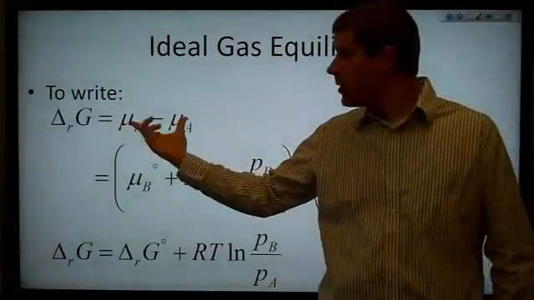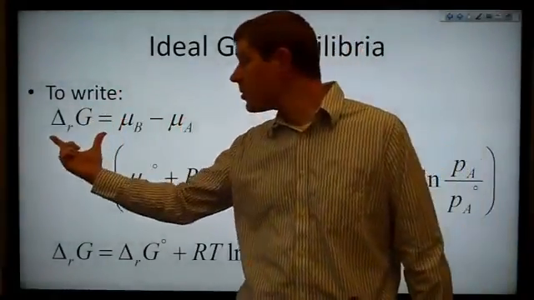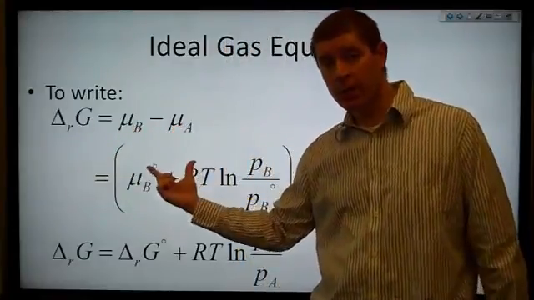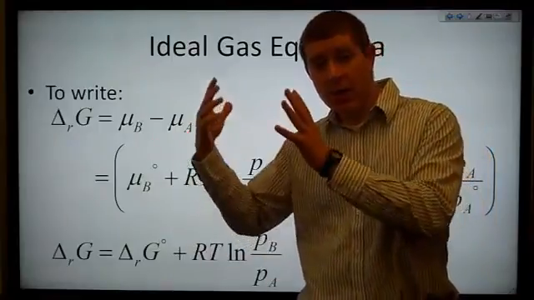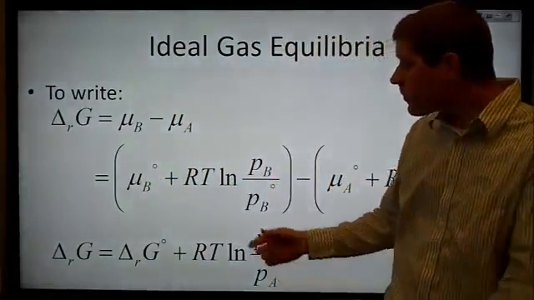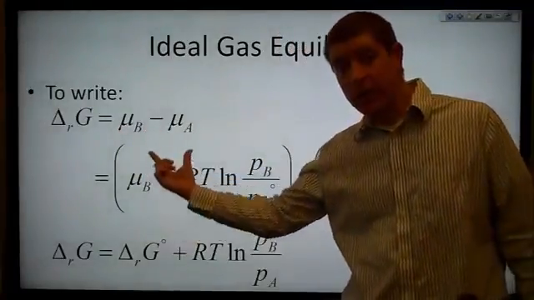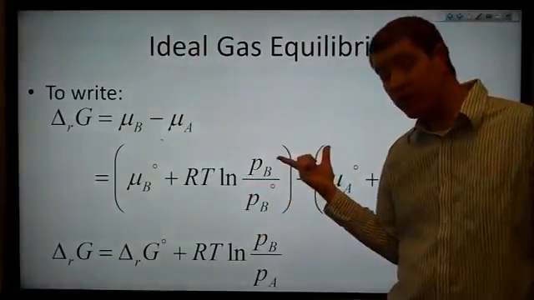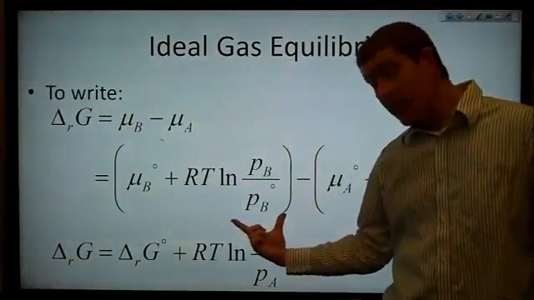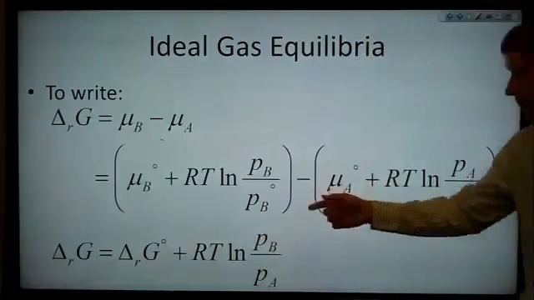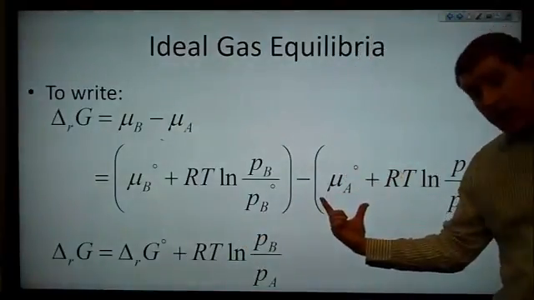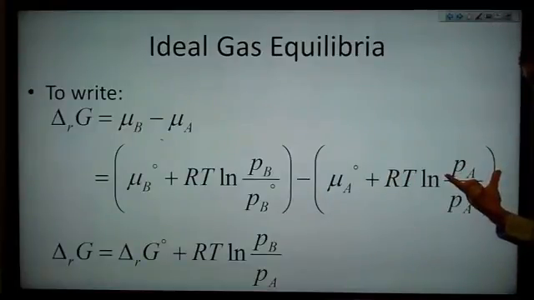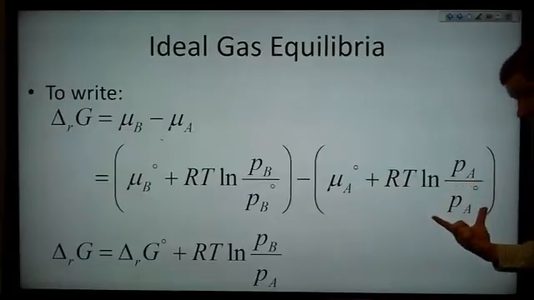Now remember from the last video that the Gibbs energy of reaction is equal to the difference between the chemical potential of B and the chemical potential of A, so the difference in chemical potential of our products minus reactants. So now we can write the chemical potential of B in the mixture as the chemical potential of B when it's pure plus R times T times the natural log of the pressure of B divided by the pressure of B when it's pure, minus the chemical potential of A when it's pure plus R times T times the natural log of the pressure of A in the mixture divided by the pressure of A when it's pure.